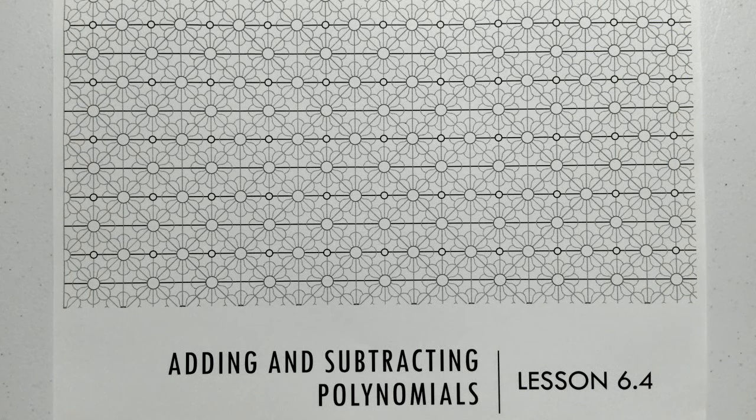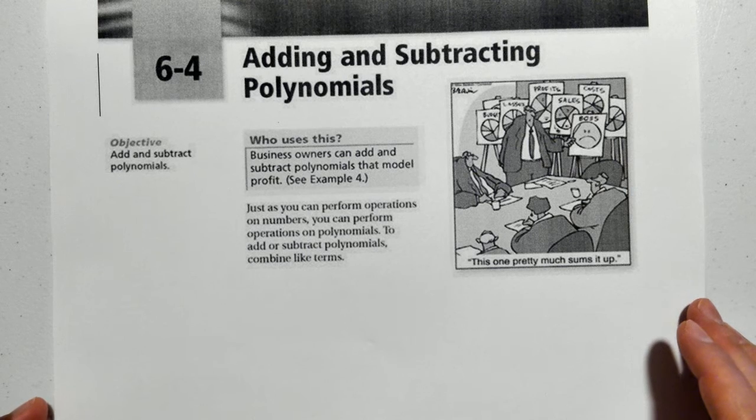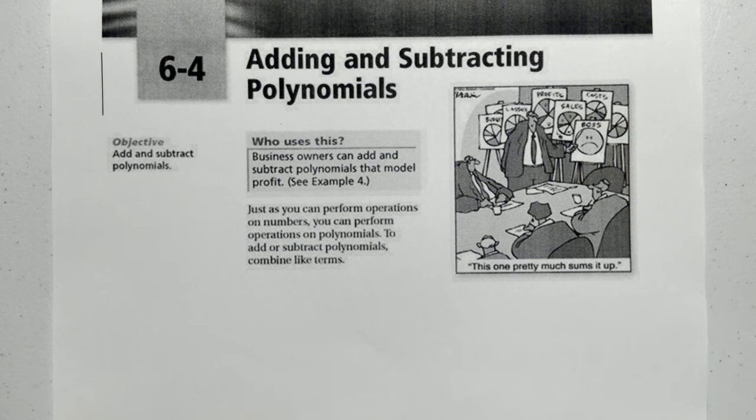Lesson 6.4 is on adding and subtracting polynomials. So in this lesson, we are going to add and subtract polynomials. Just as you can perform operations on numbers, you can perform operations on polynomials. To add or subtract polynomials, you combine like terms. And remember, like terms are terms that have the same variable with the same exponent.